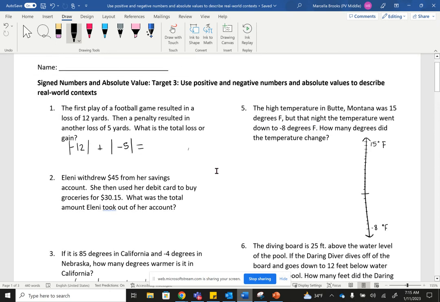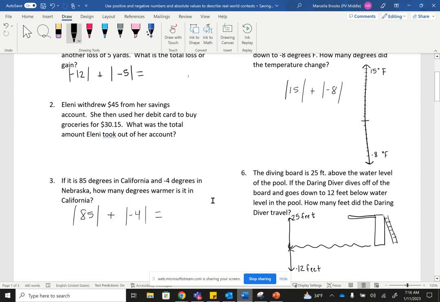Number 5, the high temperature in Butte, Montana was 15 degrees Fahrenheit. But that night, the temperature went down to negative 8 degrees Fahrenheit. How many degrees did the temperature change? So you're going from 15 to negative 8. You're going to do the same thing. You're going to do absolute value of 15 plus the absolute value of negative 8. Most of these are very similar to that.